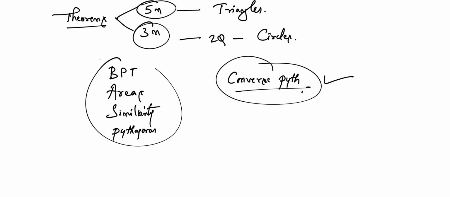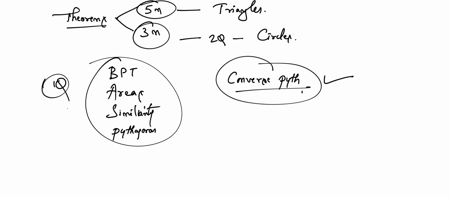But these 4 are very high voltage questions. Understood? That is BPT theorem, areas of similar triangles, similarity criteria and Pythagoras. Out of these 4, any one question is 100% sure for your final exam, even for your midterm exam. Got it? Understood this section?